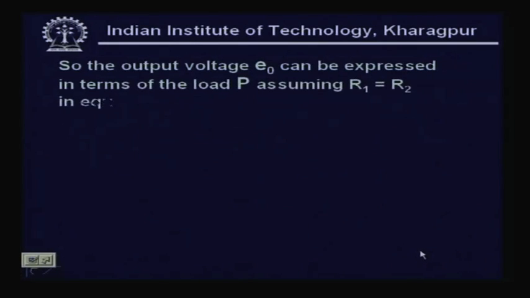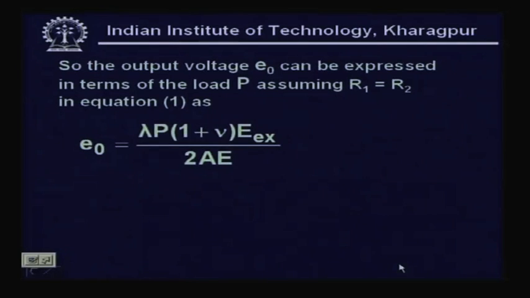So, the output voltage E can be expressed in terms of the load P, assuming R 1 equal to R 2 in equation 1. If you put all these values of delta R 1 by R 1, delta R 2 by R 2, delta R 3 by R 3 and delta R 4 by R 4 in equation 1, we will get the output voltage E naught equal to lambda P multiplied by 1 plus nu, times E subscript E x, the excitation voltage, upon 2 A E, right.